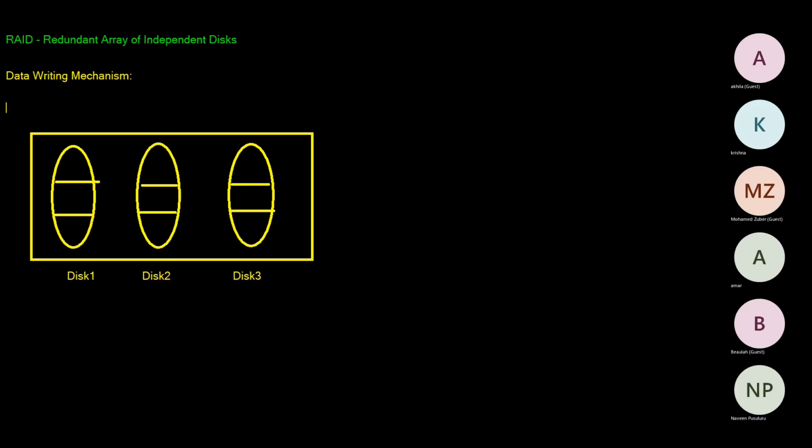We have two types of data writing mechanisms here. One is concatenation, or concatenated, whatever it is. Let me write it as concatenation. In concatenation, the data will be written to one disk only at a time.